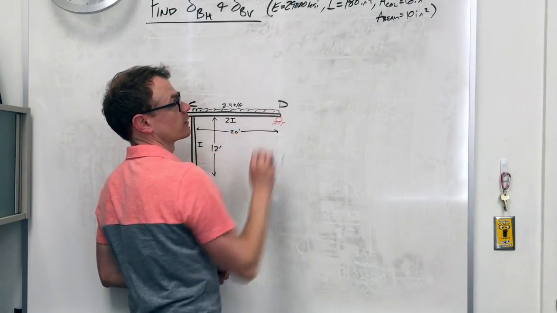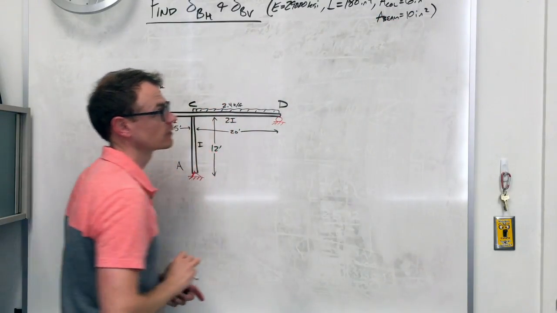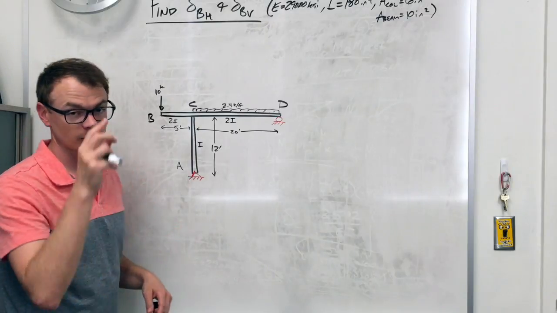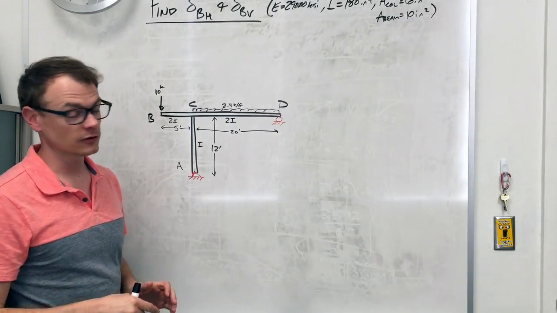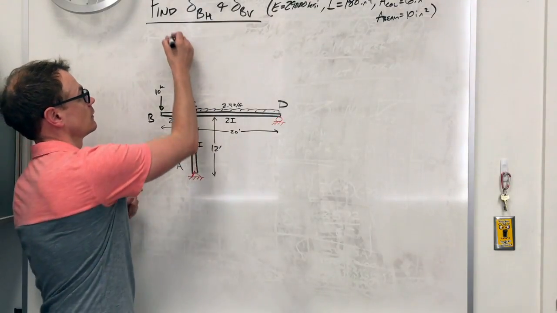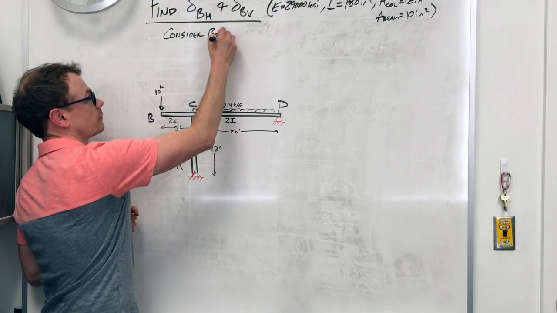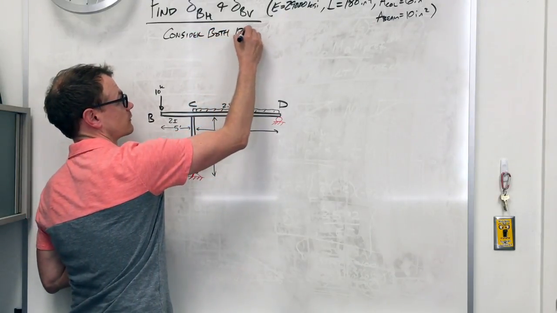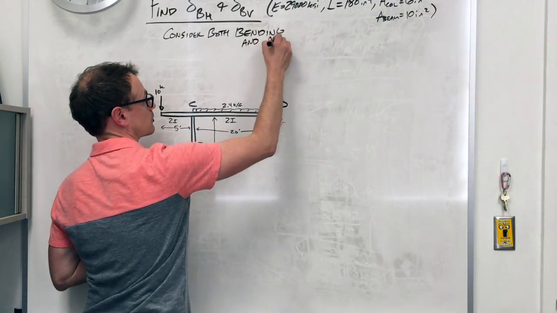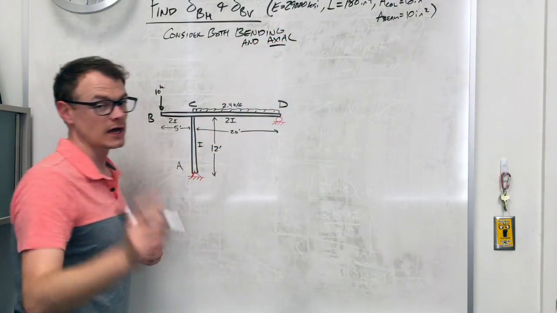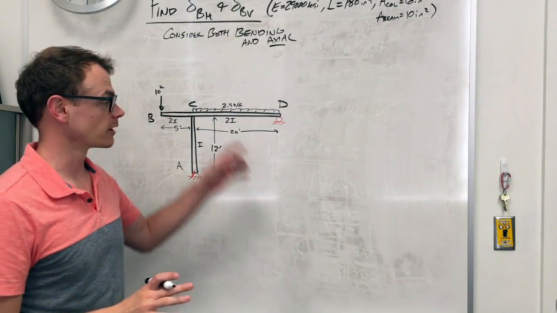We're going to use I of 180 inches to the fourth. Area of the column and the area of the beam are given there. Now, something that's a little bit different for this problem in particular is that we're going to consider both bending and axial deformation. Right, bending and axial.